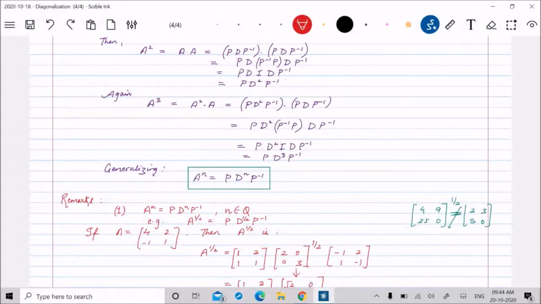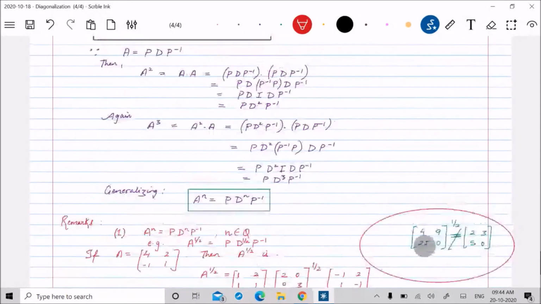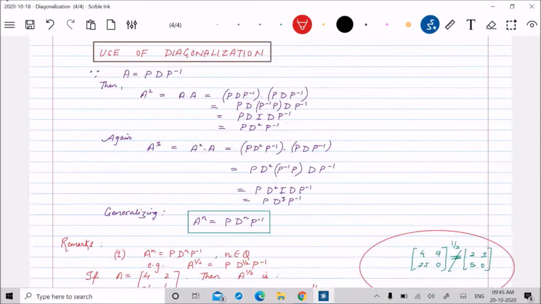I will make a box on it, and I should write a caution here. This is a caution for you. Caution. Savdhani. This is a symbol for caution. Caution.